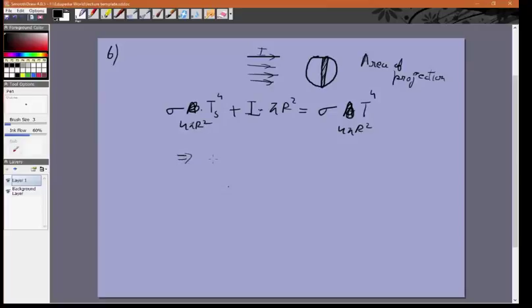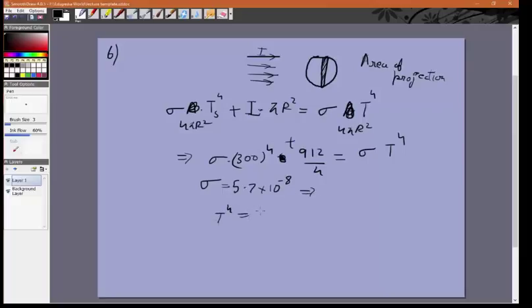Right, so from that we can get sigma into 300 to the power 4 plus I by 4, which is 912 by 4, is equal to sigma T to the power 4. And the value of sigma is given to be 5.7 into 10 to the power minus 8. So from that you can get T to the power 4 is equal to 300 to the power 4 plus 912 by 4 into 5.7 into 10 to the power minus 8.